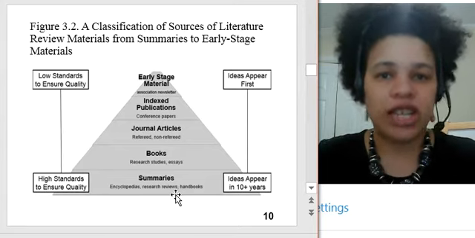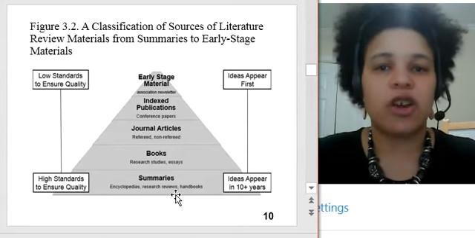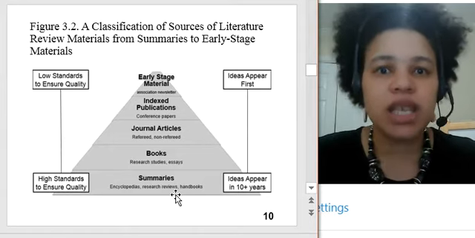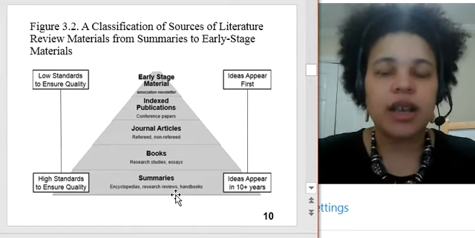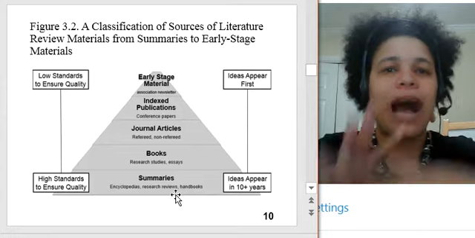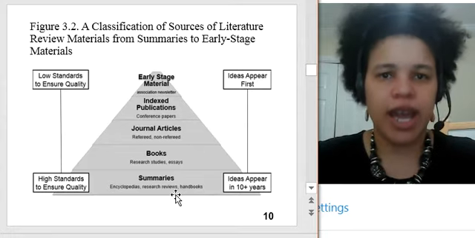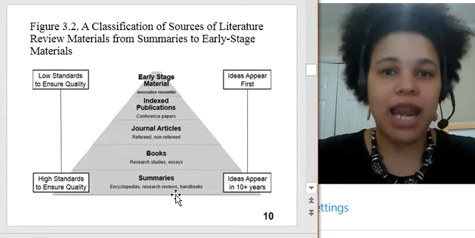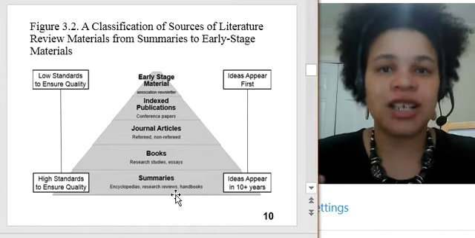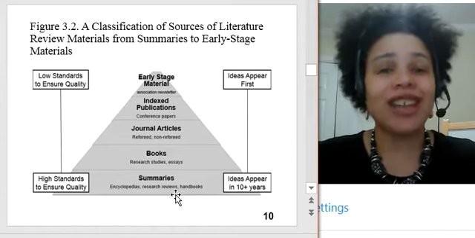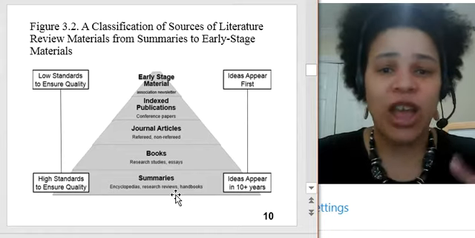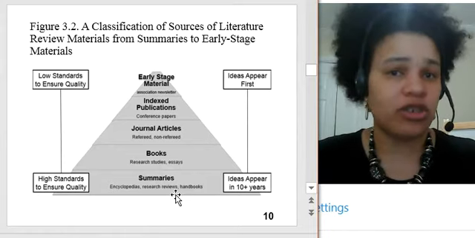The Review of Research in Education, a journal that's put out by the American Education Association, has these amazing summaries of whole bodies of literature, okay? And they are amazing, but it takes a long time to get an article published in RRE. It's a very competitive journal to get into.